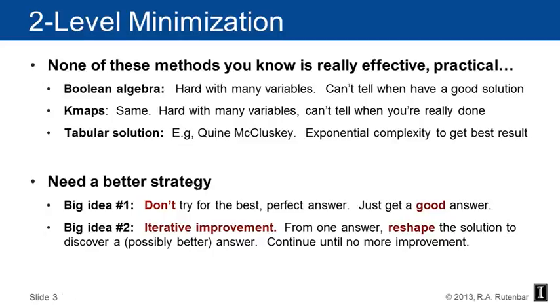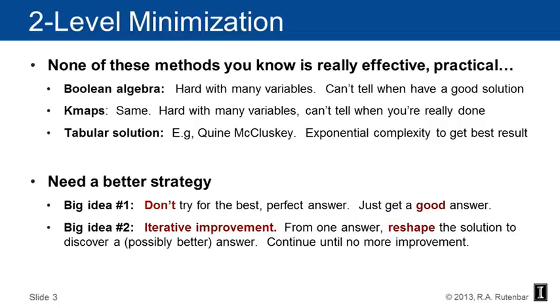Now, the problem is that none of the methods is really effective or practical here. You know a lot of Boolean algebra. Boy, that's really hard with a lot of variables. It's hard enough with half a dozen variables, let alone 40 variables. You can't tell when you have a good solution when you do these things by hand. Karnaugh maps have the same problems, hard with many variables. You can do 6 variables. If you're awfully persistent, you could do 7 or 8, but boy, you still can't tell when you're done. You can't do 20 variables.